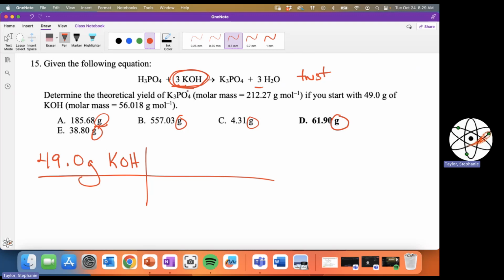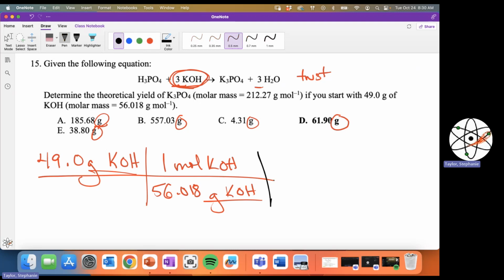Lovely. That's in grams. So whatever goes on the top here has to be down here. So this needs to be grams of KOH. This is 56.018 grams in 1 mole of KOH.